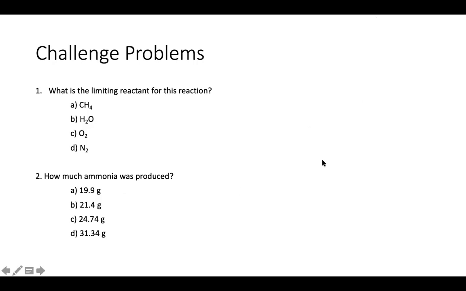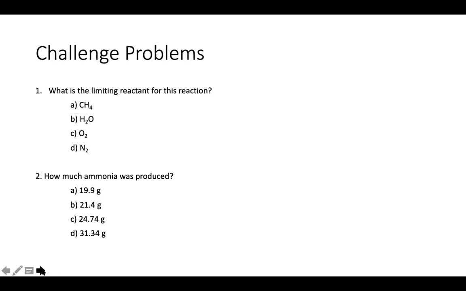Okay, and your first 2 questions are very, very common. The first one is, which is your limiting reactant? And your second one is how much ammonia was produced, where ammonia is one of your products. And again, if you want a picture of this, just in the next 10 seconds or so, because I'm going to go to the next slide. But I'm also happy to go back if you need.